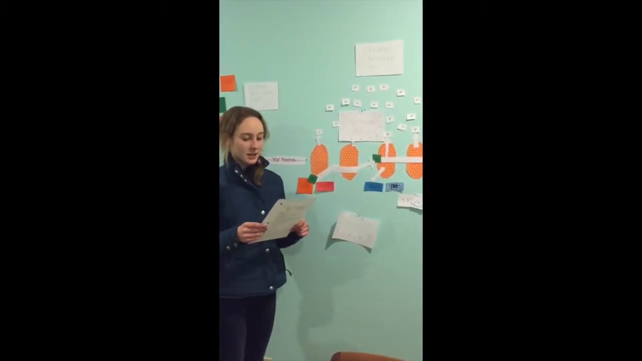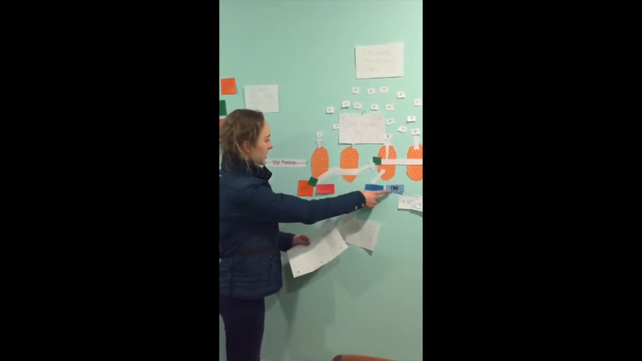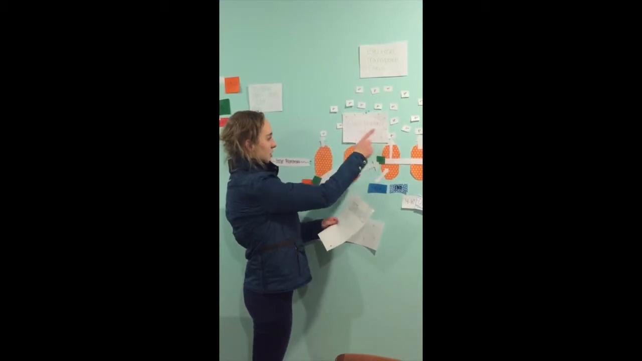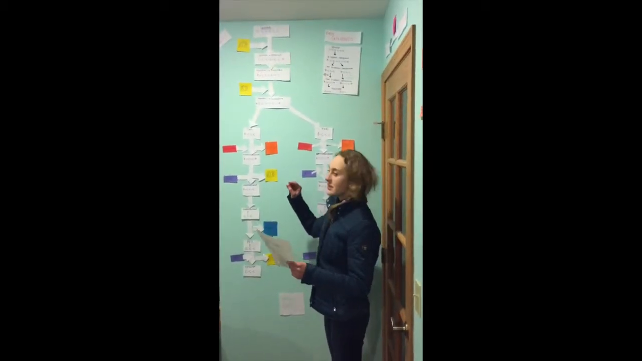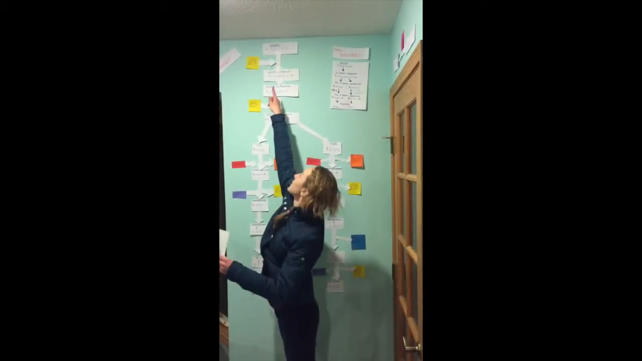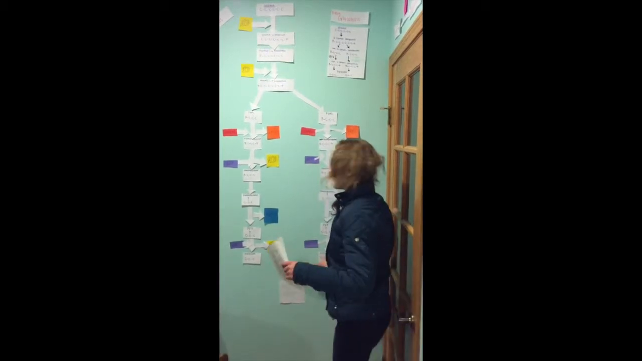NAD+ and FAD are electron carriers that move electrons through the electron transport chain and create a concentration gradient. Glycolysis happens in the cytoplasm, and it starts with ATP and glucose, and it makes 2 ATP and 2 pyruvate.